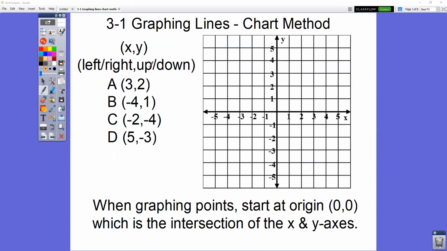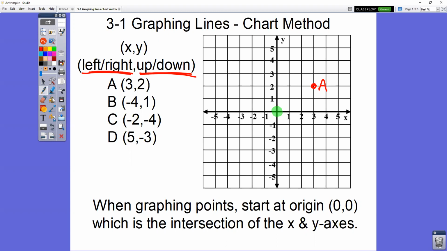So when we're taking a look at (3, 2), remember that we always start right in the middle when we go to graph points. We always start right where the x-axis and y-axis cross. So (3, 2): your first number is how many you go left or right. Your second number is how many you go up or down. So starting in the middle, over to 3, up to 2. This is where A would be.